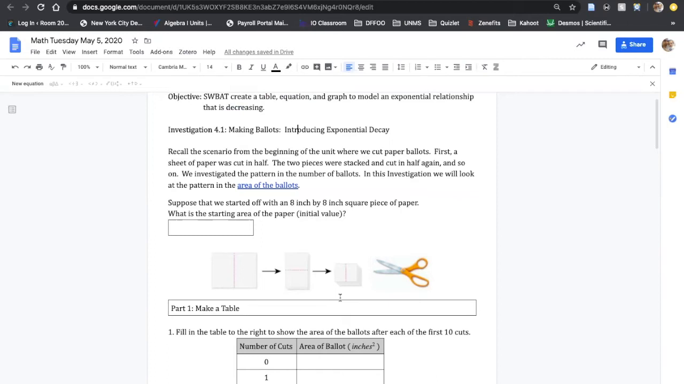So if you remember, we saw a table where we had first one piece of paper, then we had two pieces after we cut it, then four pieces, and we found out that the amount of paper was doubling each time, right? And that was our first example of exponential growth.